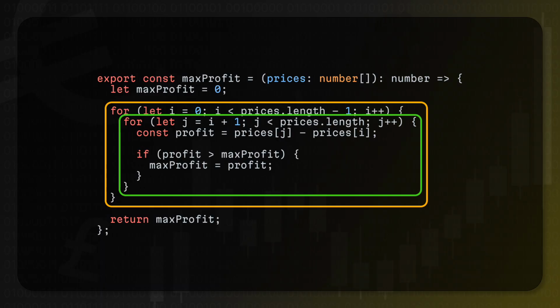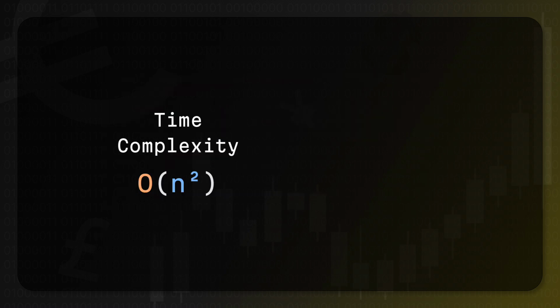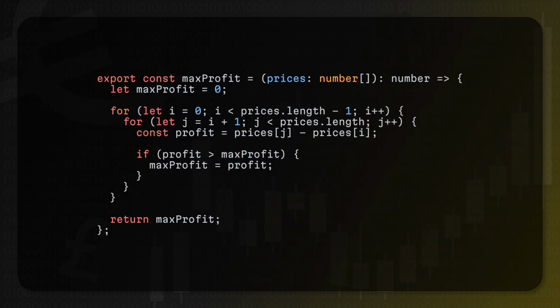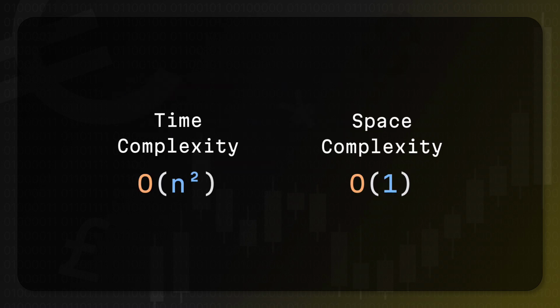Let's take a quick look at the time and space complexity. The brute force solution has two nested loops, so the time complexity is O(n squared). That means the number of operations grows quickly as the input size increases. And that's a lot, especially in coding challenges with strict time limits. As for space complexity, we are not using any additional data structures. We are just storing one number, maxProfit, so the space complexity is O(1).